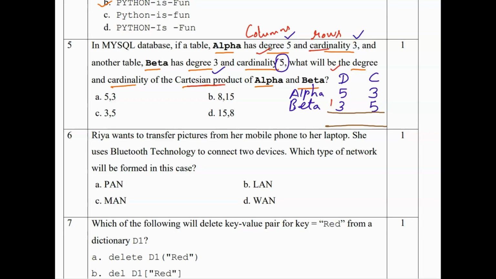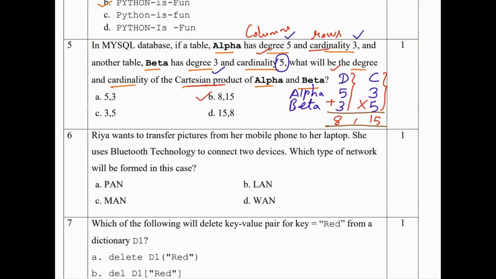You should do the addition operation in the degree part, and for the cardinality part you should do the multiplication operation. So 5 plus 3 is 8, and 3 fives are 15. So your answer will be 8, 15.